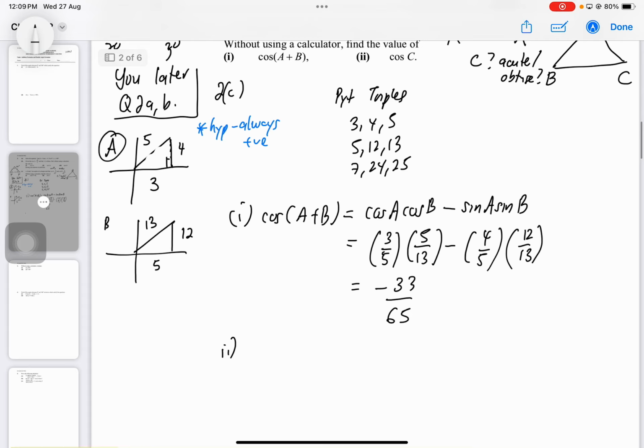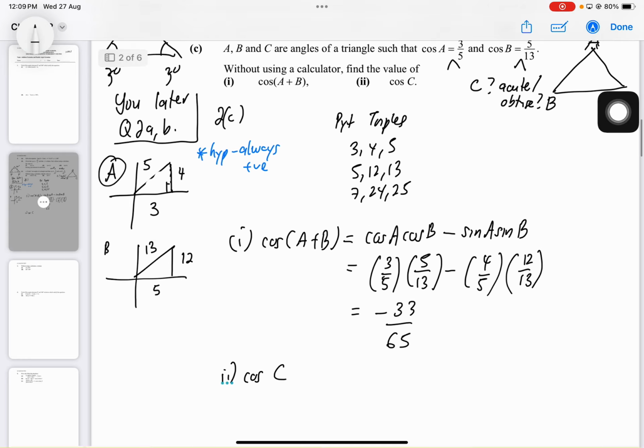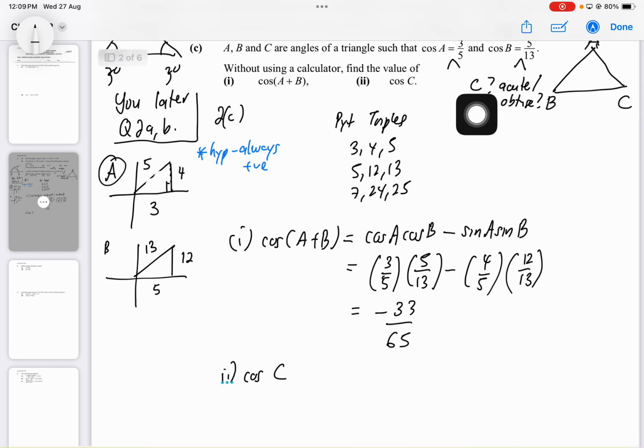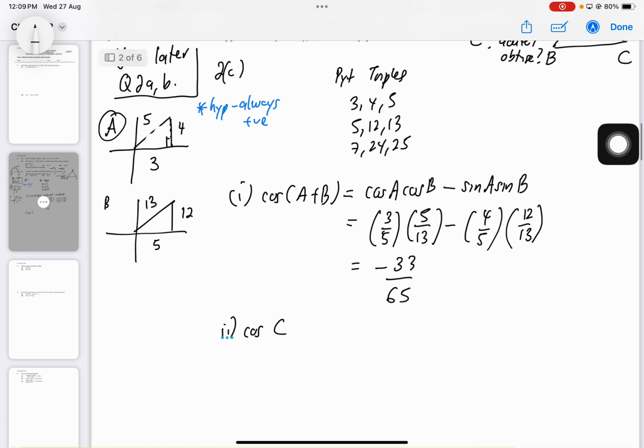Okay, let's look at part 2 now. Cosine C. Alright, earlier on, remember I told you, look at angle C. Did they tell you anything about angle C? Nothing, right? Okay, so here you must form a relationship between A, B, and C. What do you know of the relationship of angle A, B, and C? They will add up to 180.